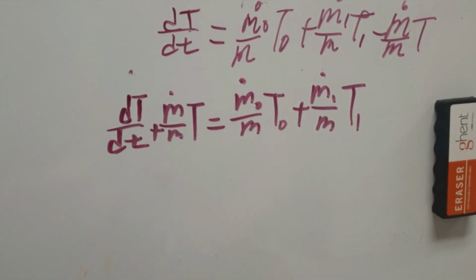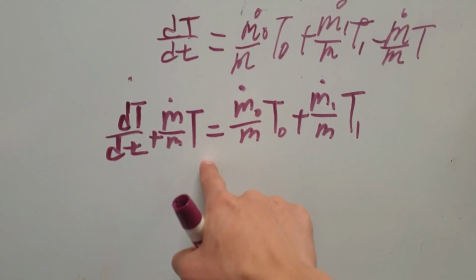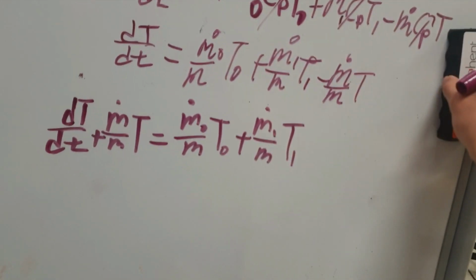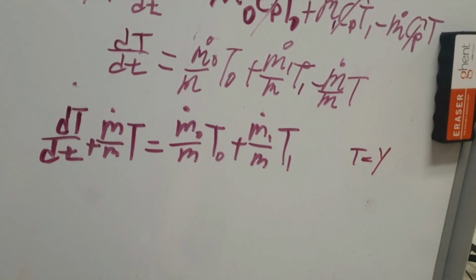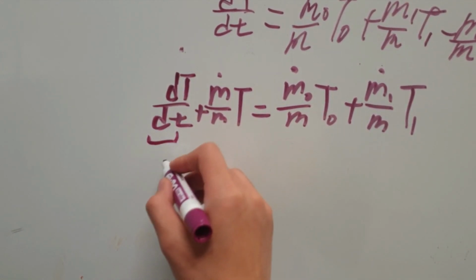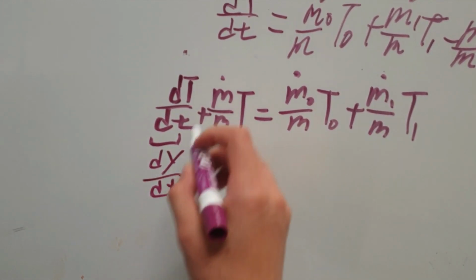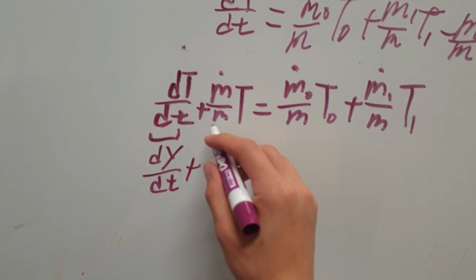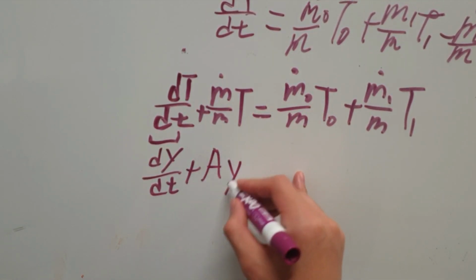Once you have this, I'm going to set t as y. On the side, let's say t is going to be my y. So this is going to be equivalent to dy over dt, because t is my y now. And this m dot over m, I'm going to call it a. So we'll have ay, because t is y.